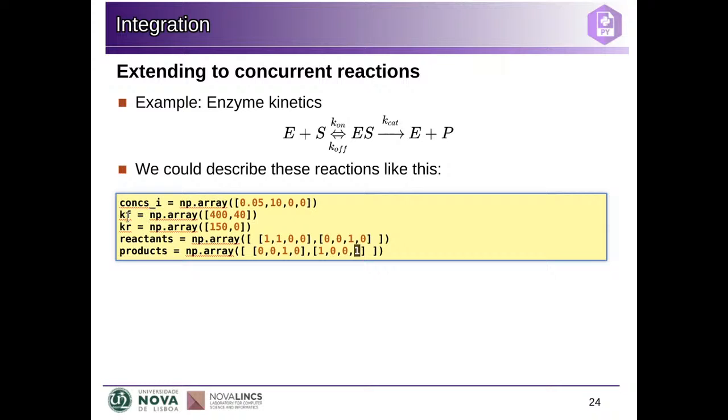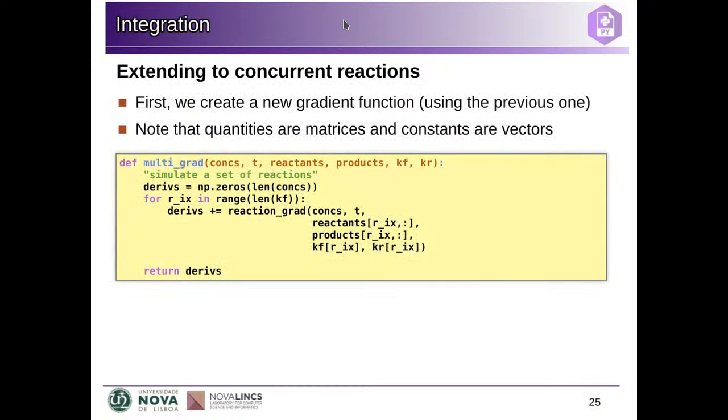We now can create the arrays for the forward and the reverse constants. So this is the forward for the first reaction and the second reaction, 440. For the reverse, we have 150 for the reverse here, but then we have 0 for the second one. So the catalysis step we will assume to be irreversible. And now we can do a slight modification for the previous function.